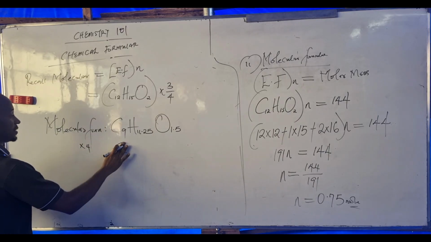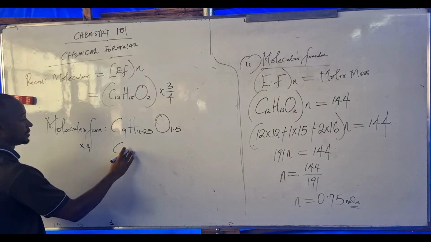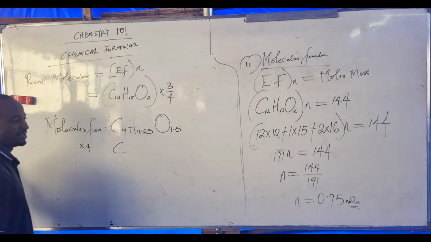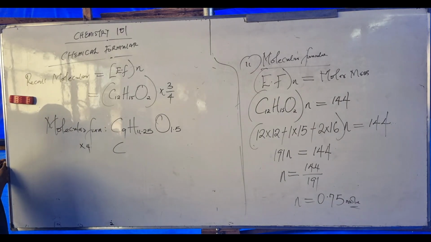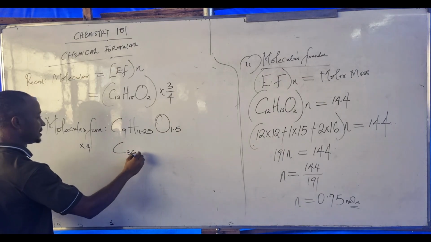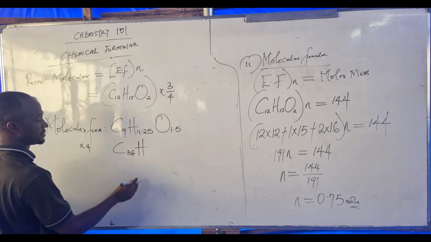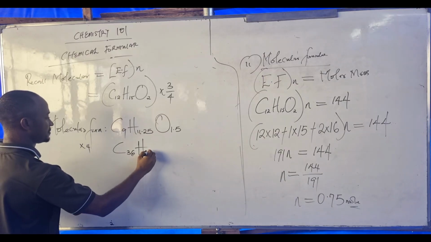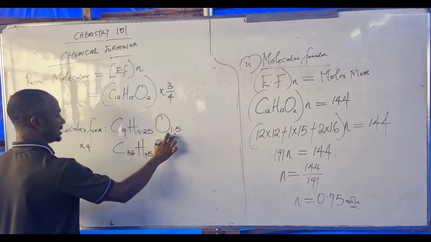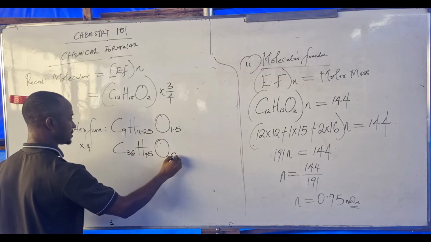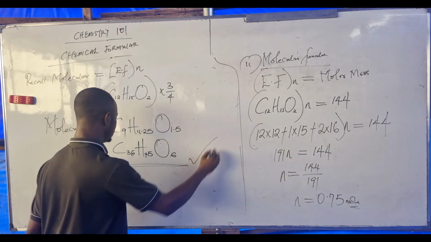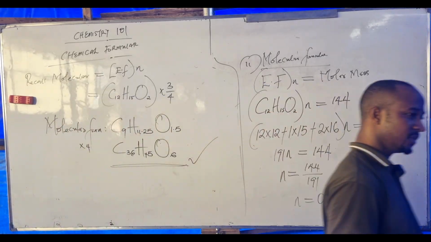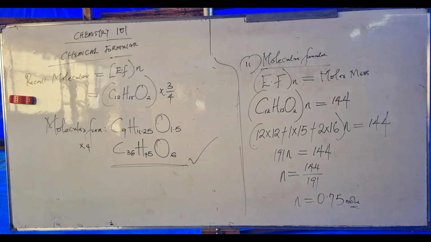That will give us C what? What is 9 times 4? 36. What about this? What is 11.25 times 4? 45. What about this here? What do you have? 6. It's a serious case.